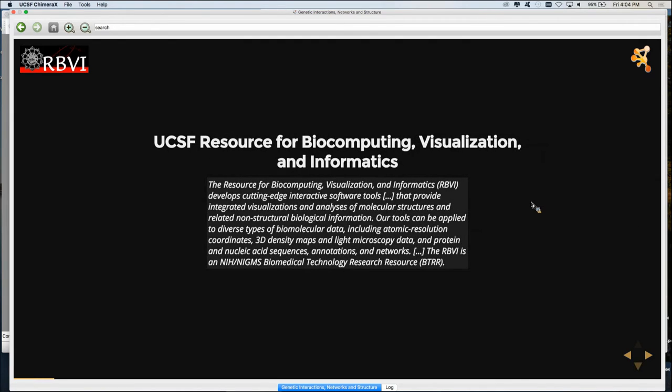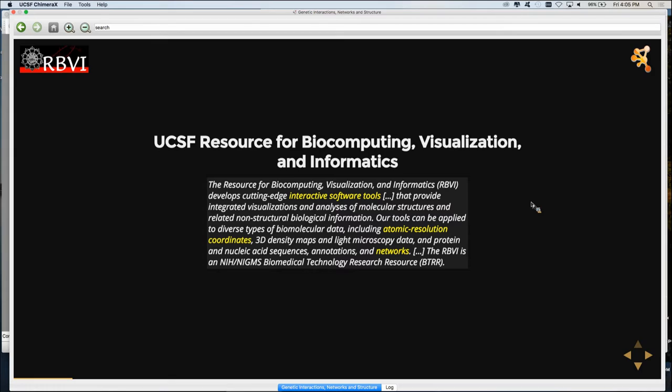A little bit about the RBVI. I'm not expecting you to read that, so I just highlighted the key phrases. We build interactive software tools. So if you're expecting me to talk about the detailed technology and experimental techniques around genetic interactions, wrong seminar. Hopefully, I'll show you some genetic interaction data and how we're visualizing it. But I'm not in the position to talk too much about the experimental technique.